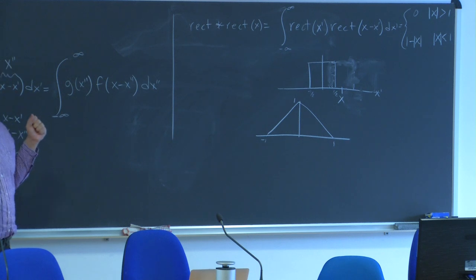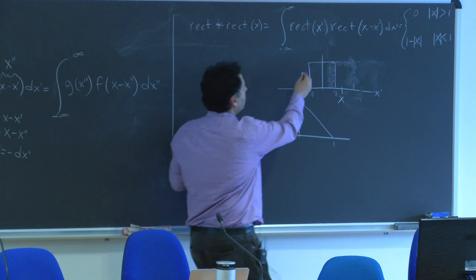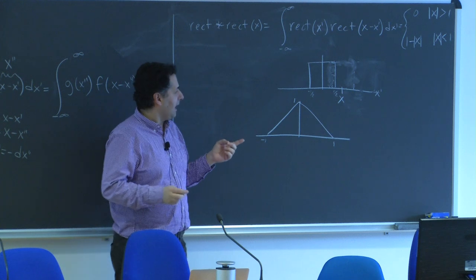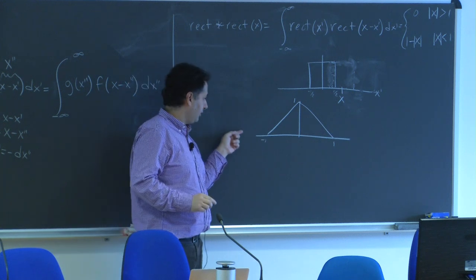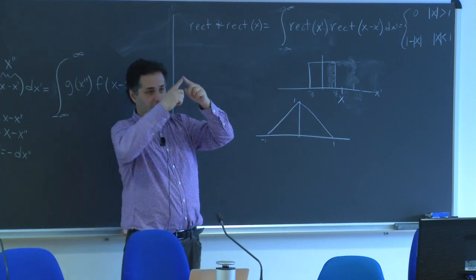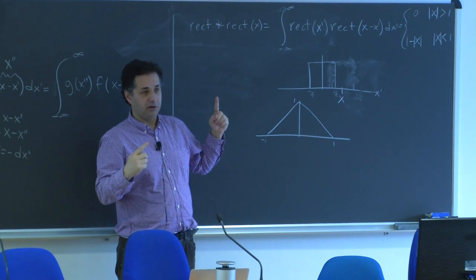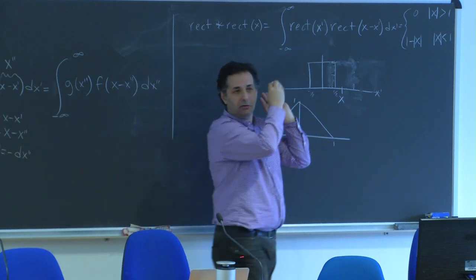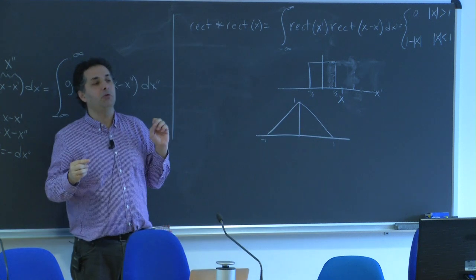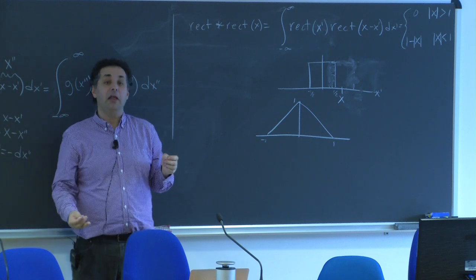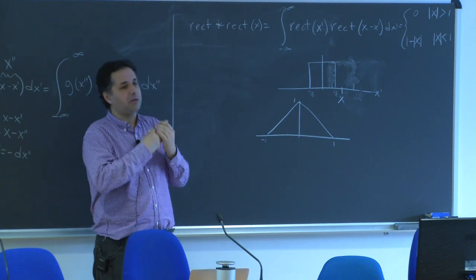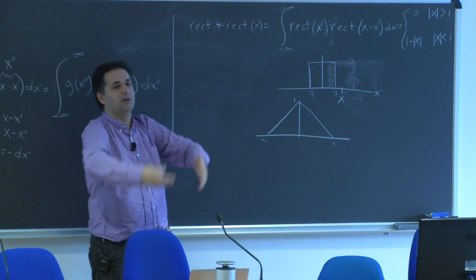There's something that always happens with convolutions. This function was very discontinuous. It jumped from here to here, jumped from here to here. After we convolve it with itself, it's not discontinuous anymore. It's continuous. 0, 0, 0, then gradually goes up, gradually goes down. Its derivative has kinks, but the function itself is continuous. If I were to convolve it again with a rect, now the pieces would be parabolas. The function would be continuous, the derivative would be continuous, the second derivative would be discontinuous. If I convolve it again, then the first, second, third derivatives would be continuous, and so on and so forth.